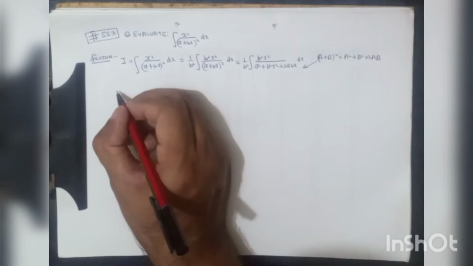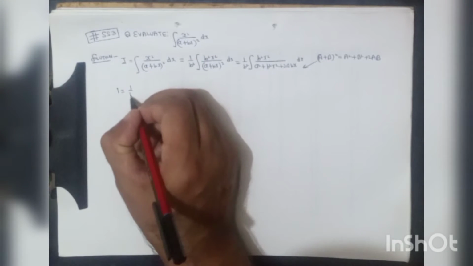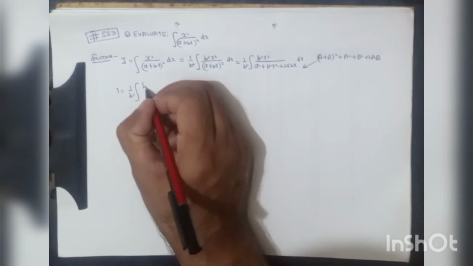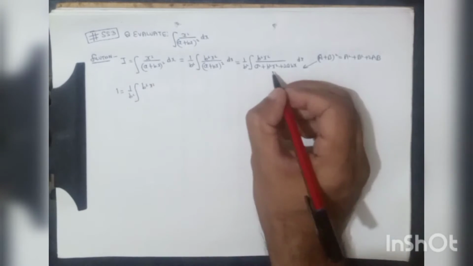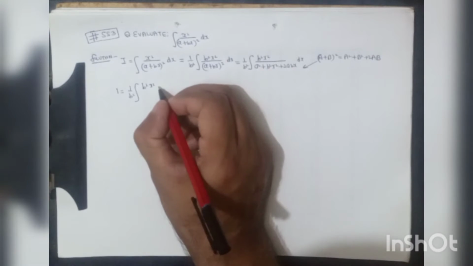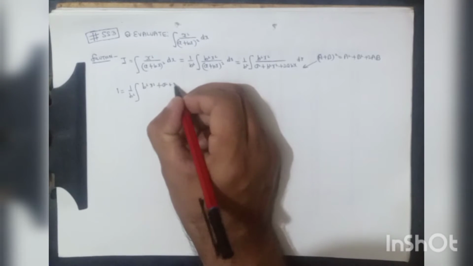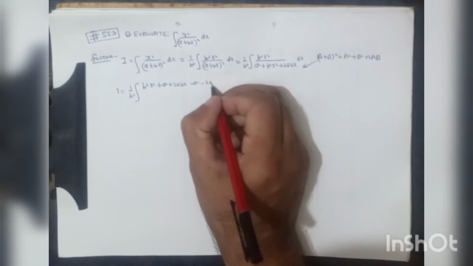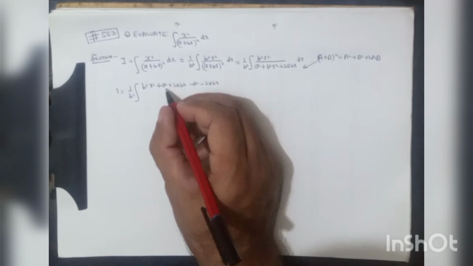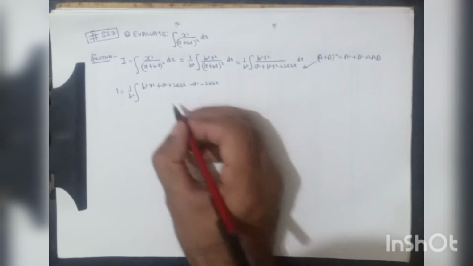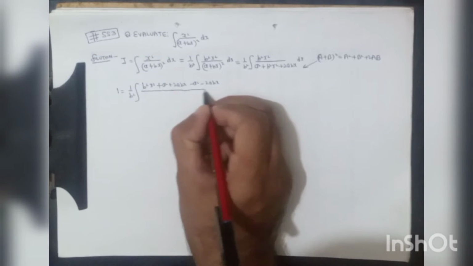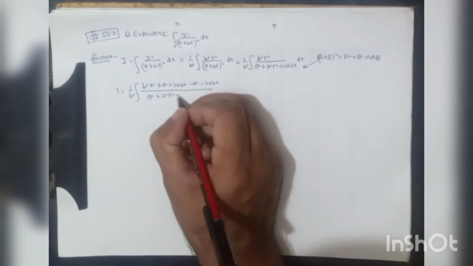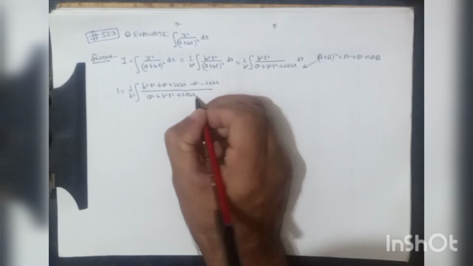So this may be written as I is equal to 1 upon b square integration of b square x square. Here we are adding a square plus 2abx minus a square minus 2abx. So because we have added and subtracted, there is no change. So divided by a square plus b square x square plus 2abx dx.